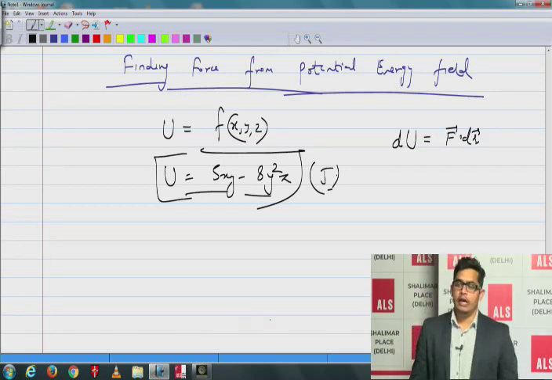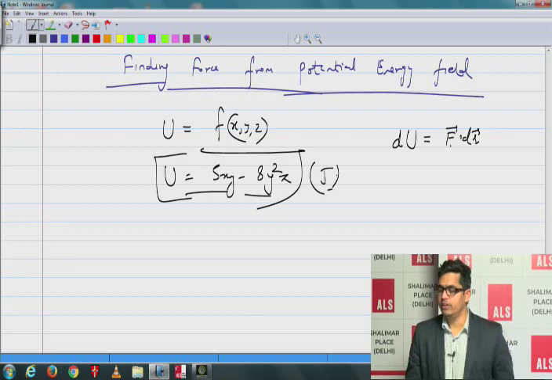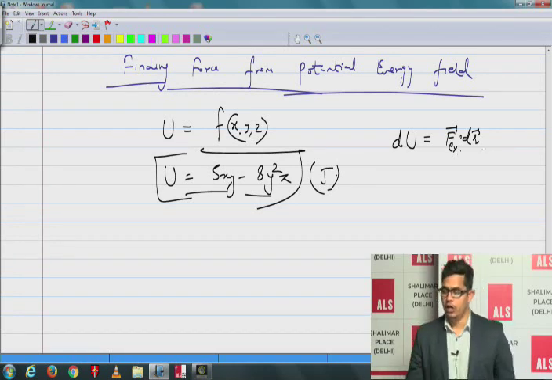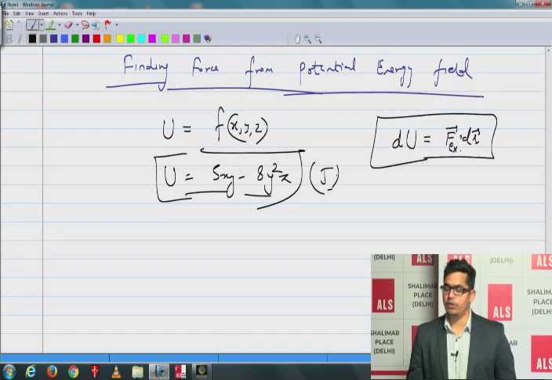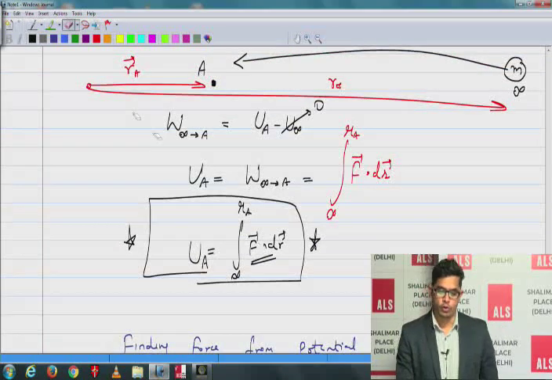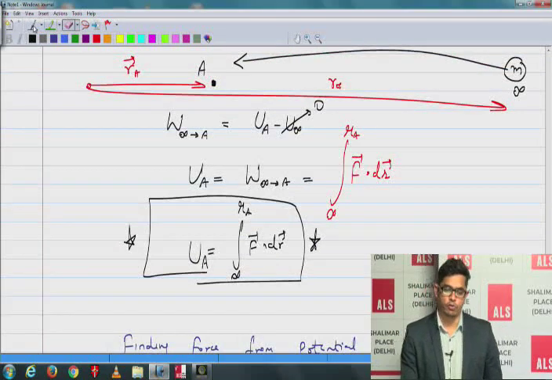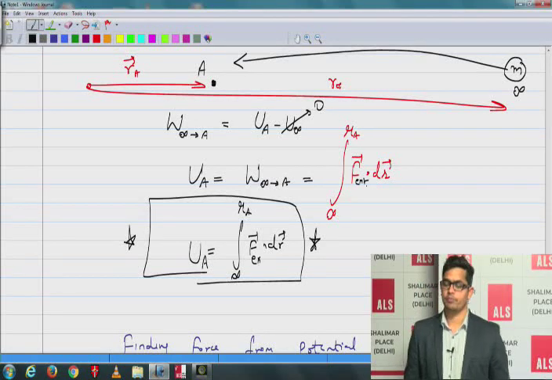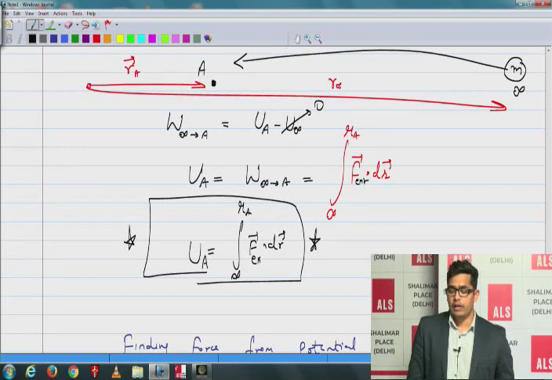Now this F was the external force. Please focus here. We defined the difference in potential energy as the work done by the external force. Here also, it is the work done by external force. Don't go to your book and say, sir, you have given the wrong formula. This is external force.